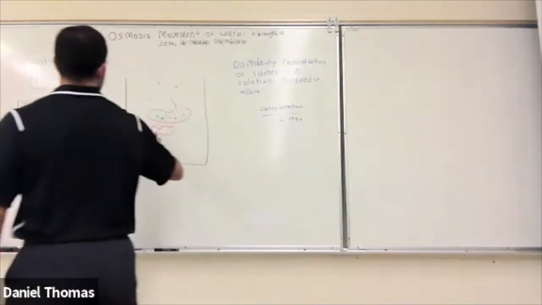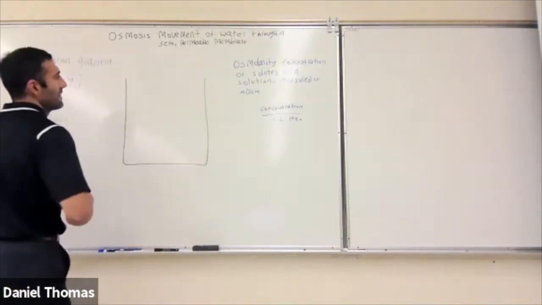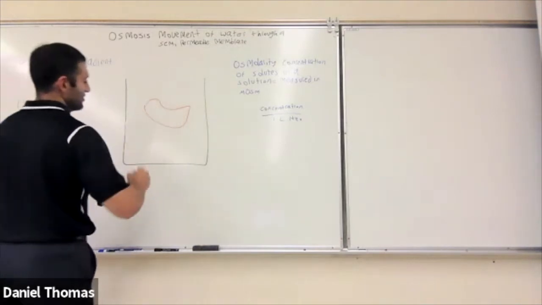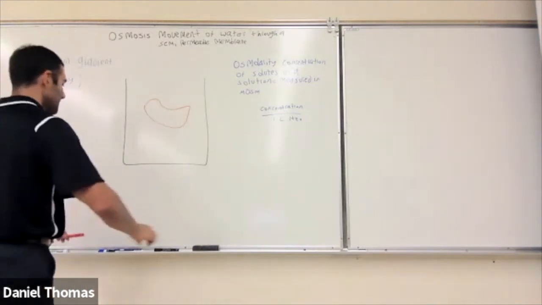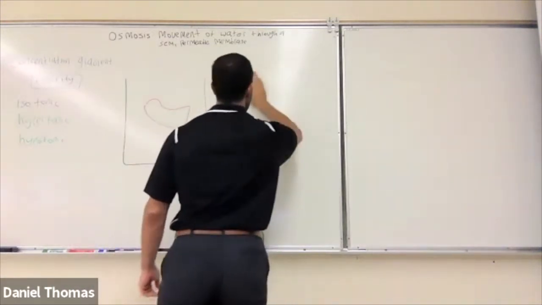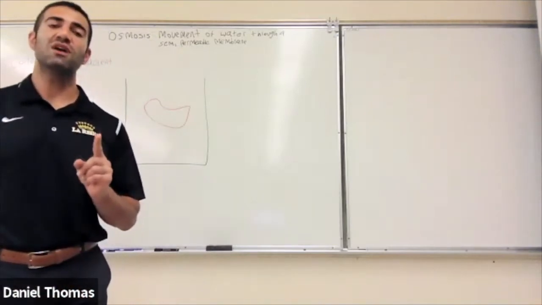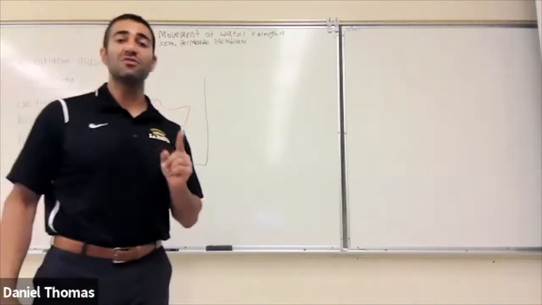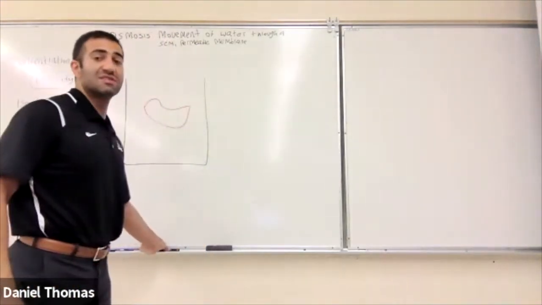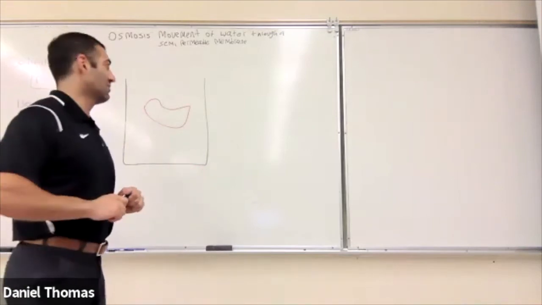Now, I'm going to make things a little bit harder. So I'm going to draw our red blood cell again. And now we're going to talk about penetrating versus non-penetrating solutes. So here's the thing with osmosis. We must include the concentration after penetrating solutes have gone through. A penetrating solute is something that can freely pass through the cell membrane and balance itself out.